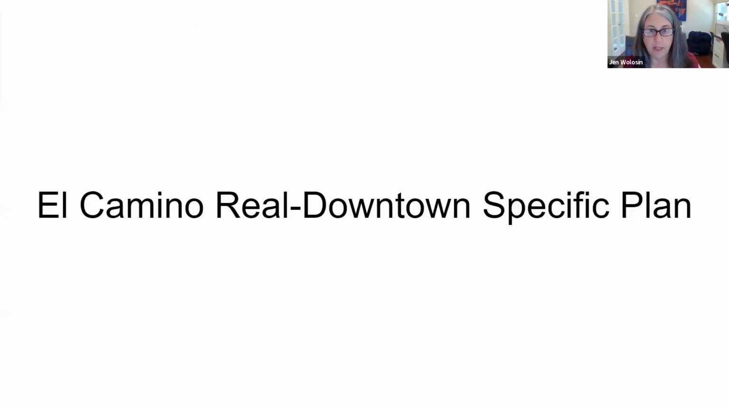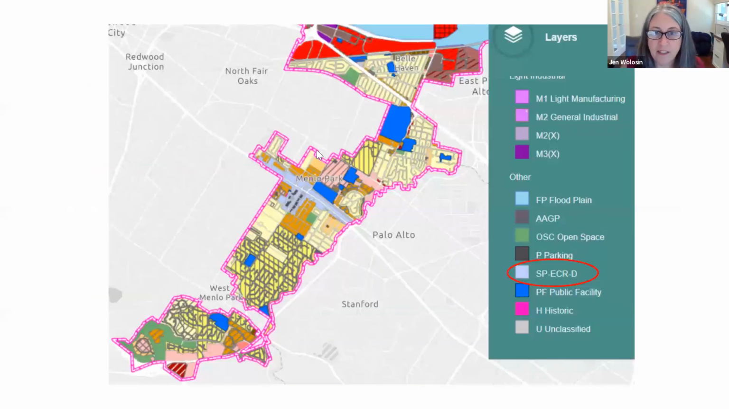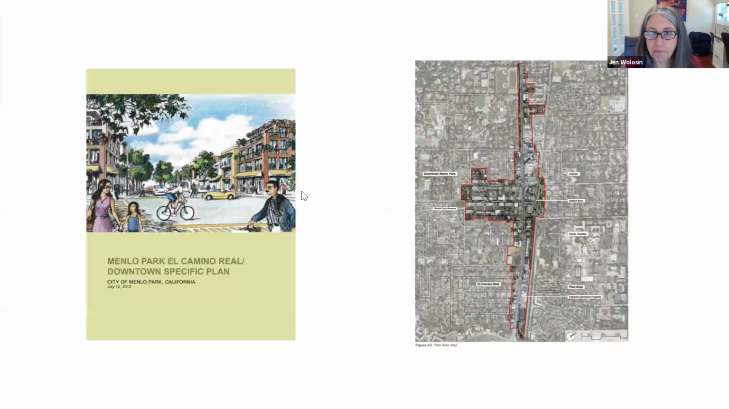So the El Camino Real downtown, sorry, this is our zoning map, and I've circled here where it says SPECRD, which stands for specific plan, El Camino Real downtown. And looking at our zoning map, it's this light blue that runs along El Camino Real in downtown. So the El Camino Real downtown specific plan, also called the specific plan or the downtown specific plan or the ECR DSP, you might hear being referred to with lots of different terms.